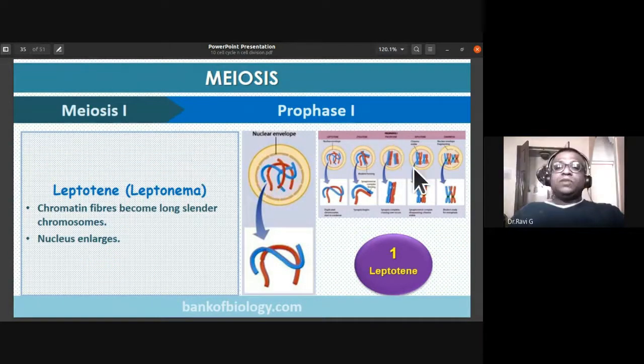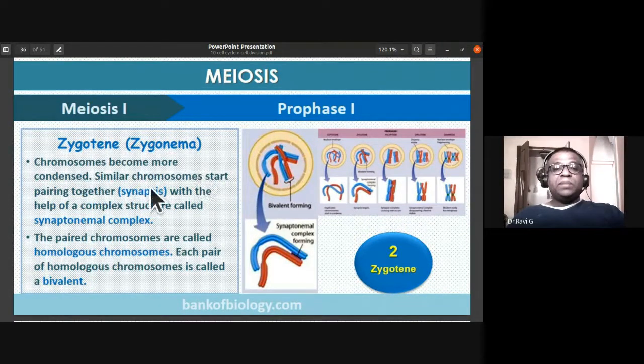So leptotene is also called leptonema. The chromatin fibers become long and slender. You can notice that the chromatin fibers are becoming long and slender chromosomes. The nucleus enlarges. So that is what is going to take place, the key changes in leptotene or leptonema: the chromatin fibers become long, slender chromosomes and the nucleus enlarges. In zygotene or zygonema, chromosomes become more condensed.